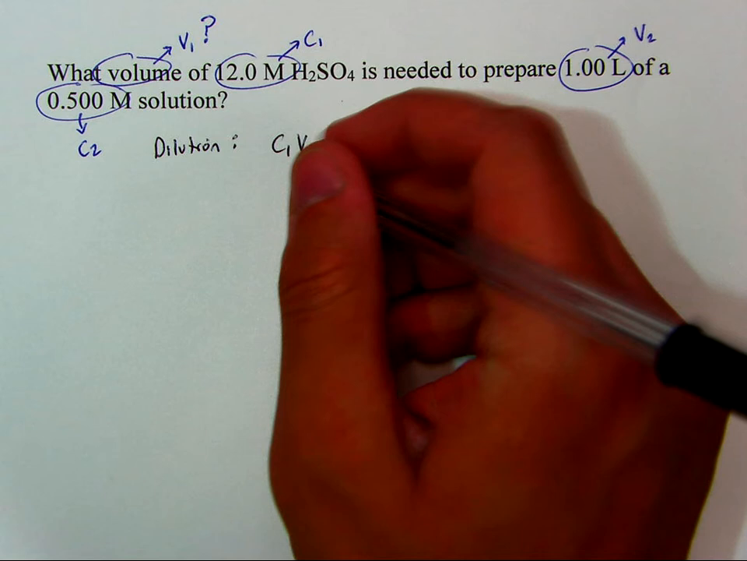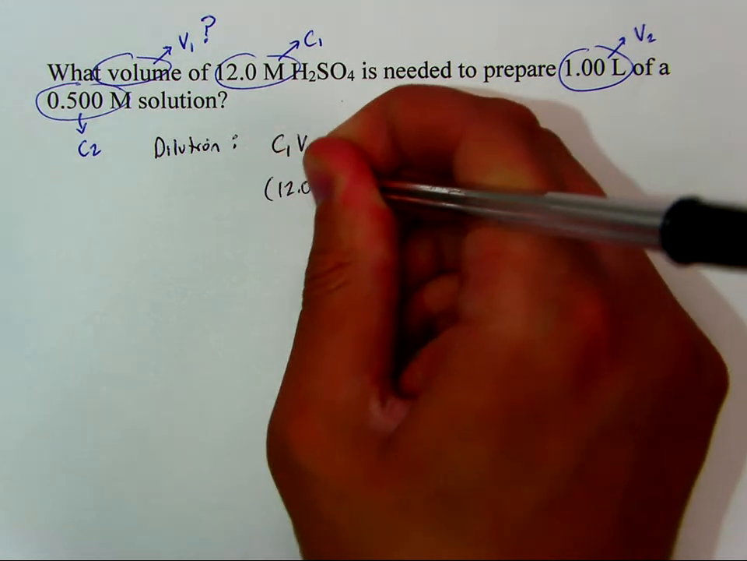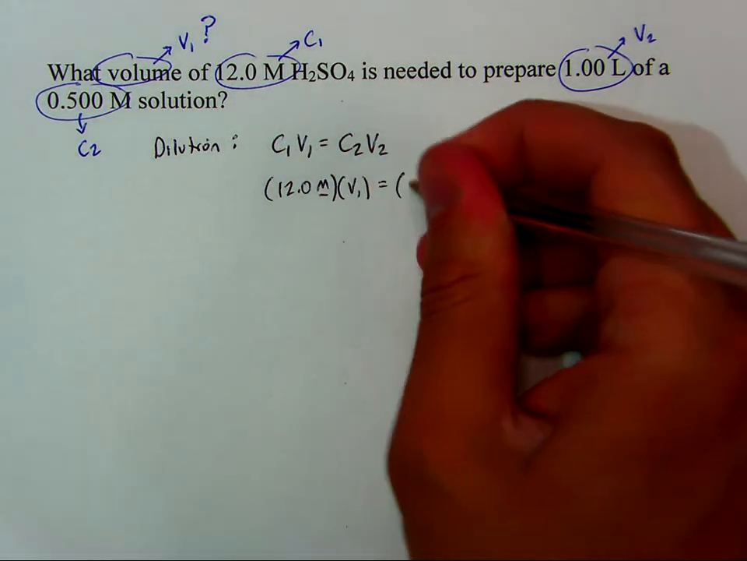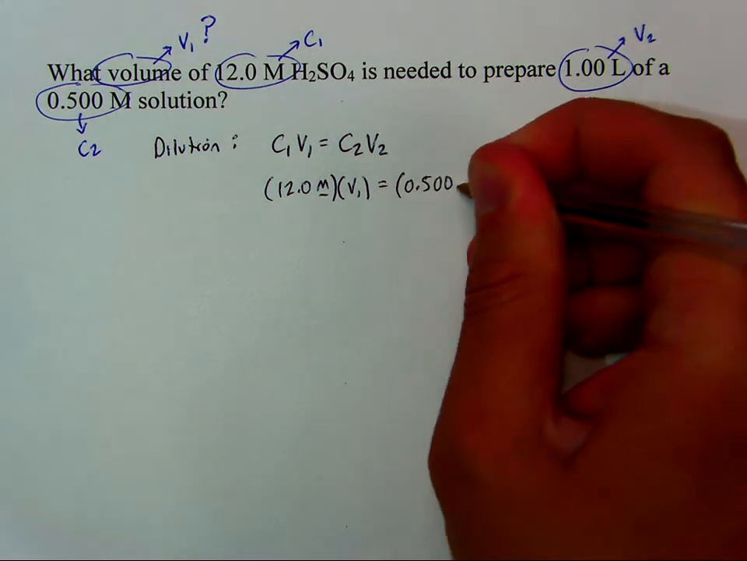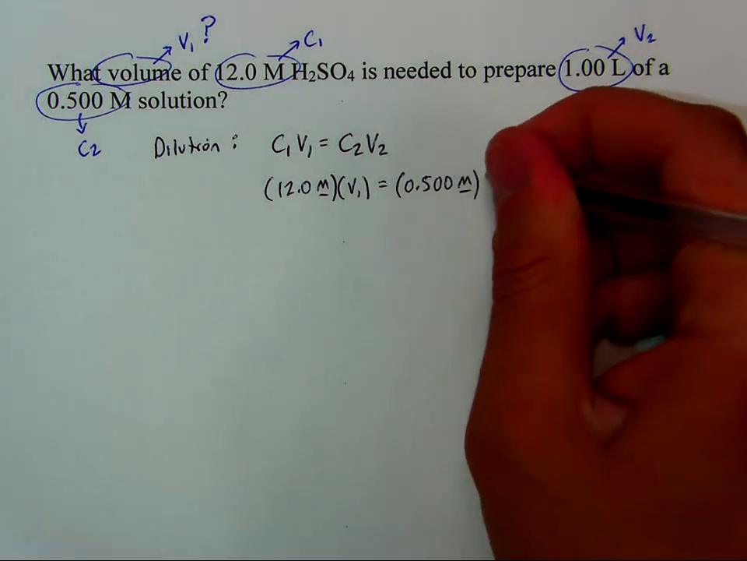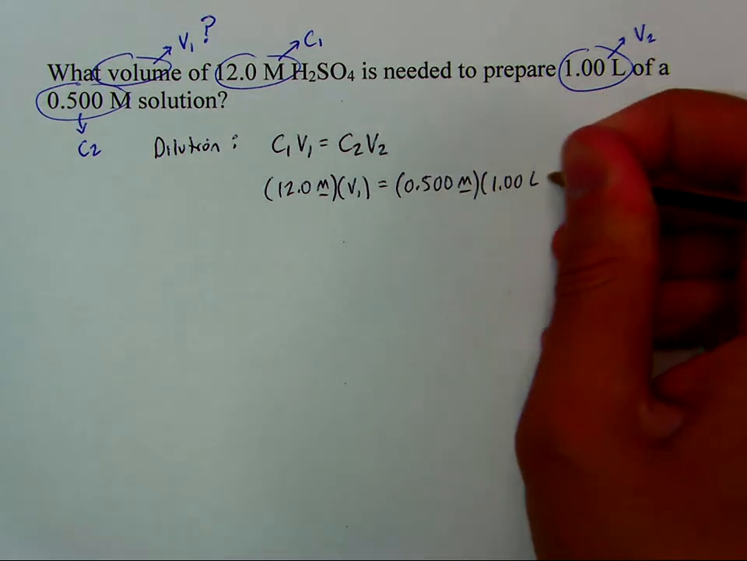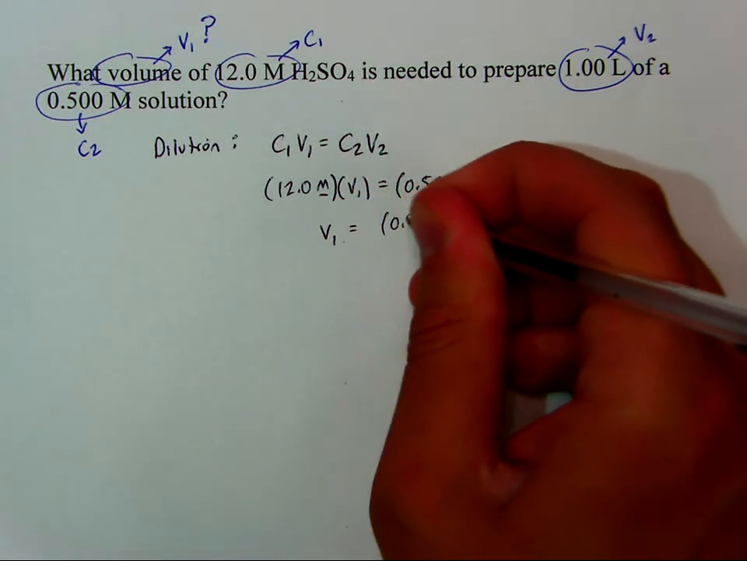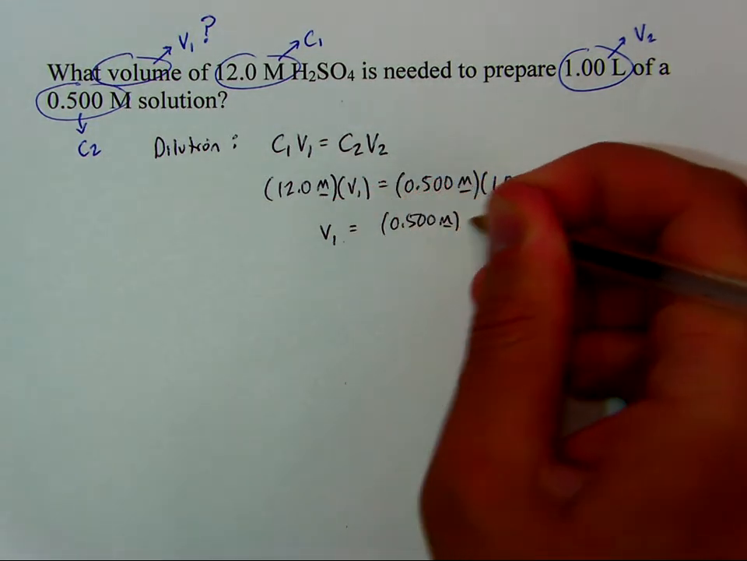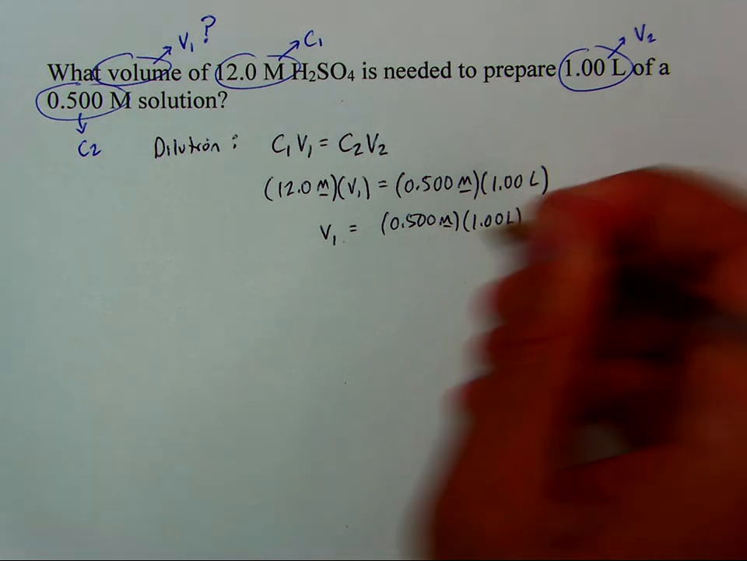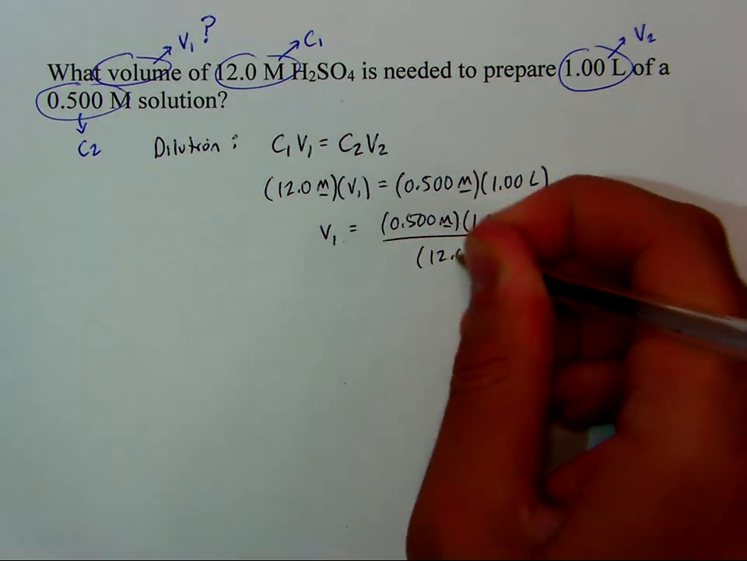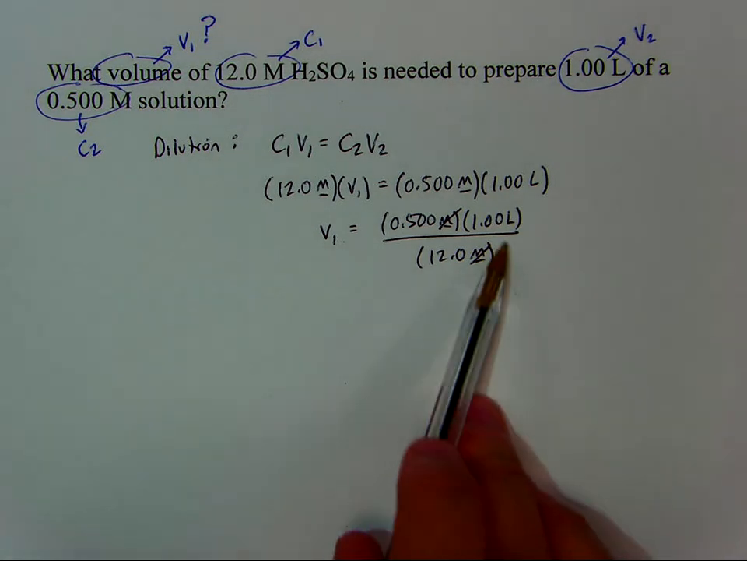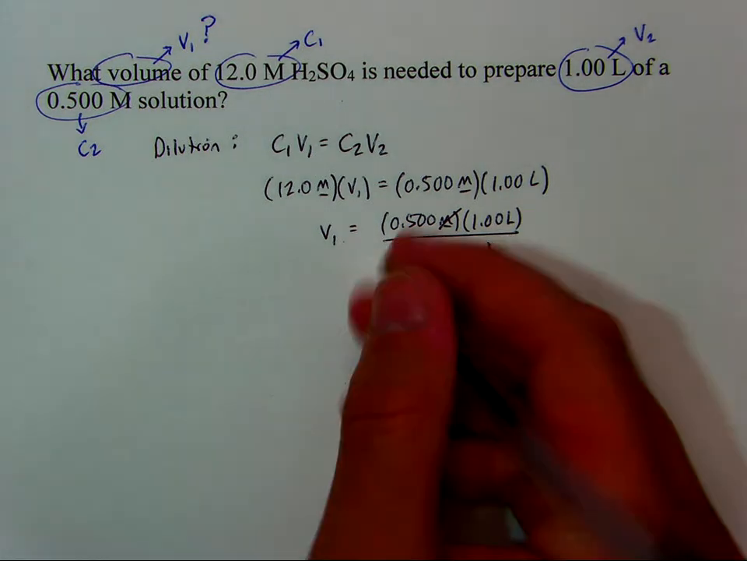So C1 here is 12.0 molar. We don't know V1. That's equal to C2, which is 0.500 molar, times V2, which is 1.00 liters. Okay, V1 is going to be equal to 0.500 molar times 1.00 liters divided by 12.0 molar. Molar is going to cancel. We're going to be left in units of liters, which makes sense for volume.